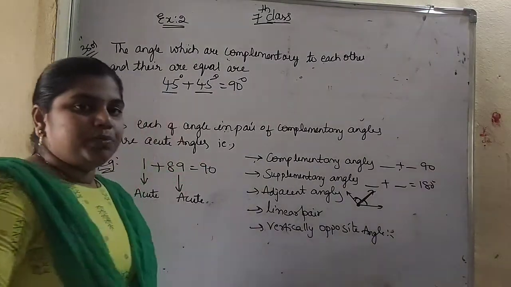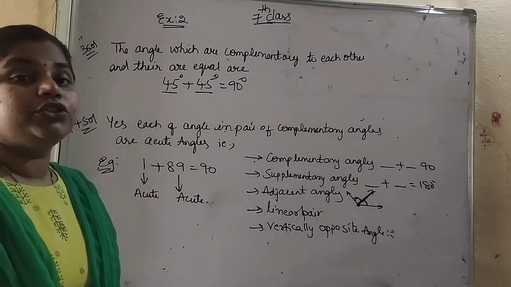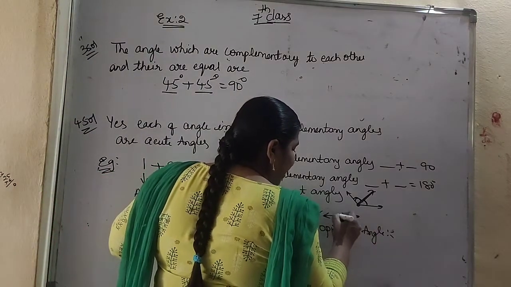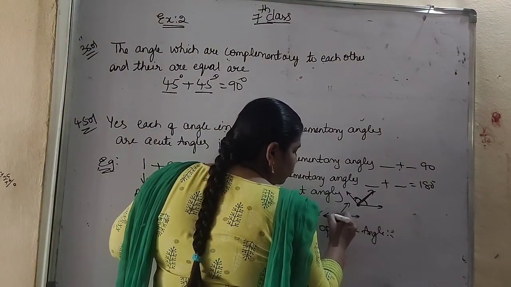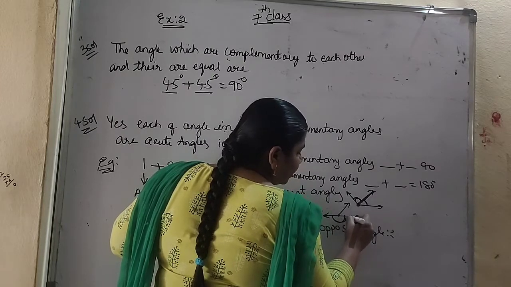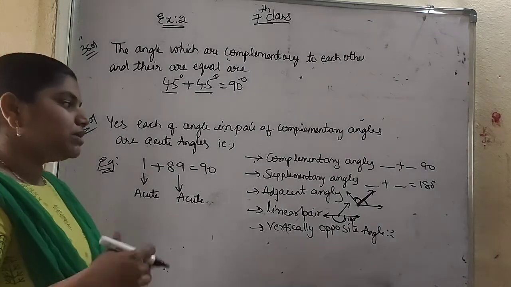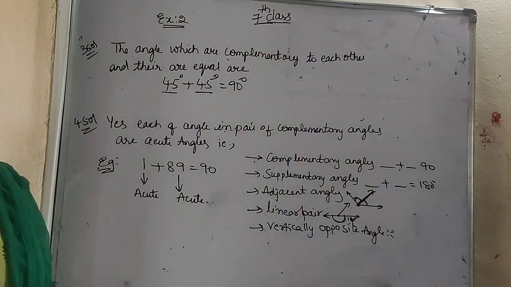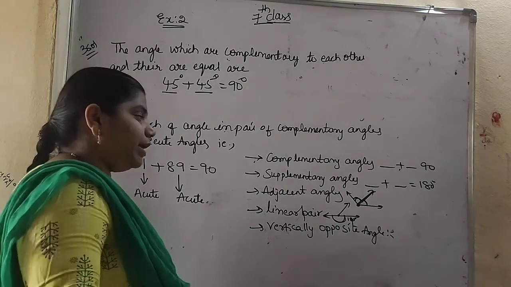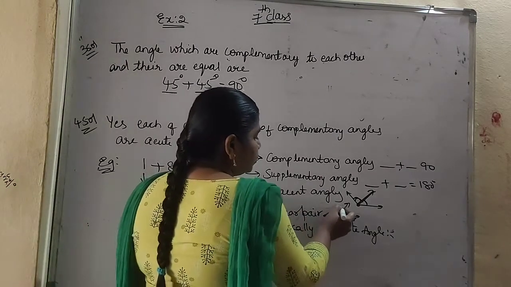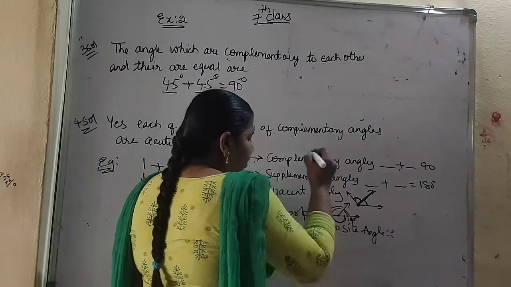Linear pair means it should be an adjacent angle and also it should form 180 degrees. 180 degrees is nothing but a straight line. So a linear pair should form a straight line, which is equal to 180 degrees, and also it should have adjacent angles. So these two angles are adjacent to each other.